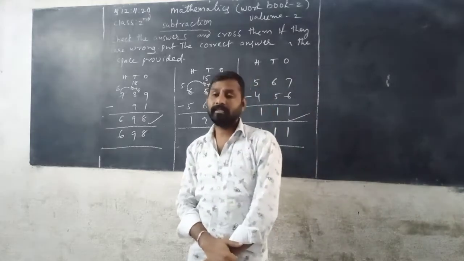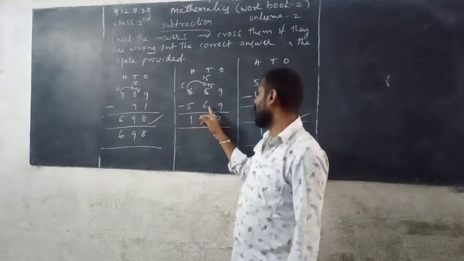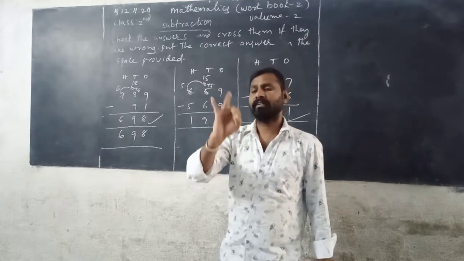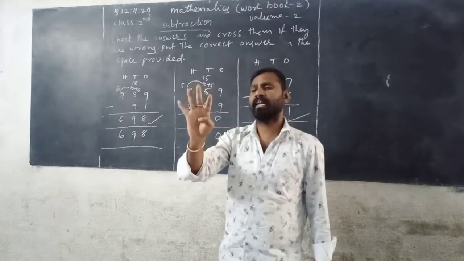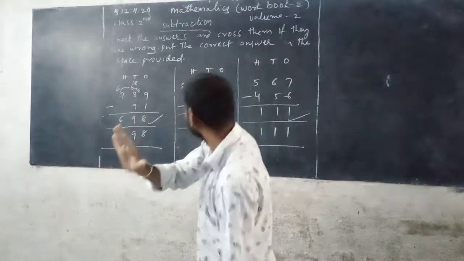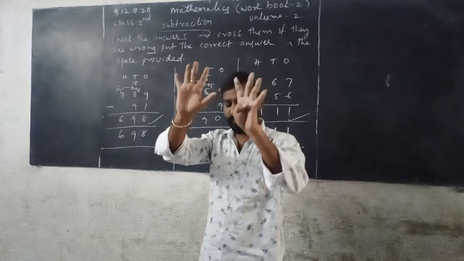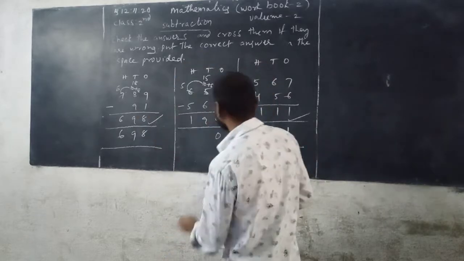15 minus 6. See here, you can count 6 after 7, 8, 9, 10, 11, 12, 13, 14, 15. So 5 plus 4, 9. Write 9 down in the tens column.